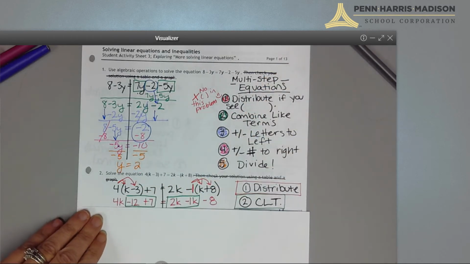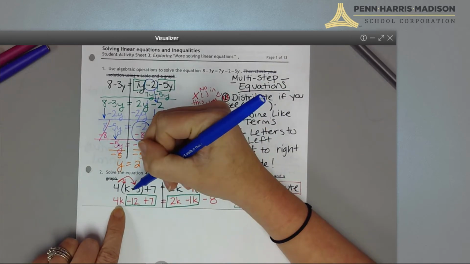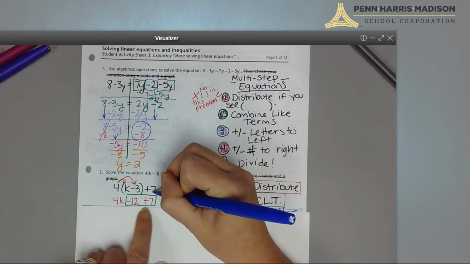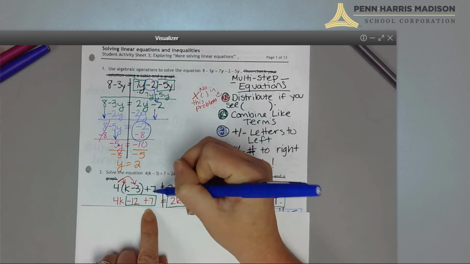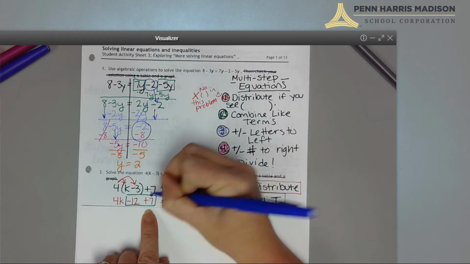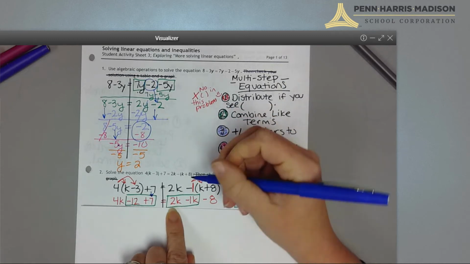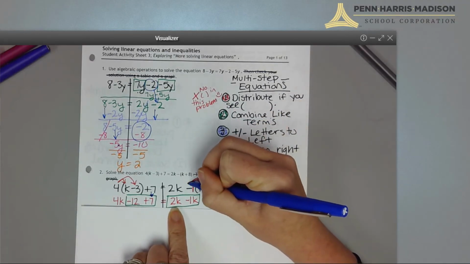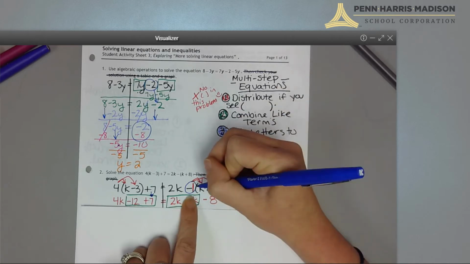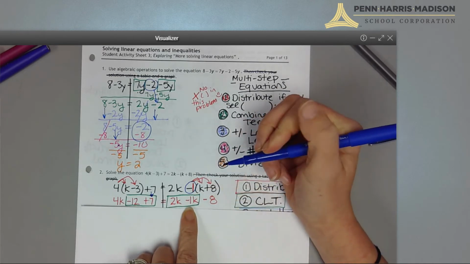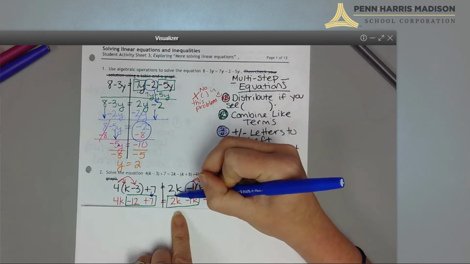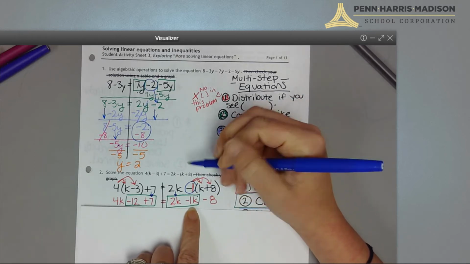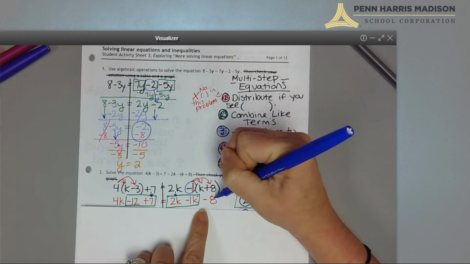And when I do that, I get 4k, and then 4 times negative 3 is negative 12. That 4 does not distribute to the 7. Drop it straight down. Okay, over here, that 2 does not distribute. Your wrecking ball, your mama bird, your rainbow, that is only the number right outside the parentheses. So that 2k drops down. Negative 1 times k is negative 1k, and negative 1 times 8 is negative 8.